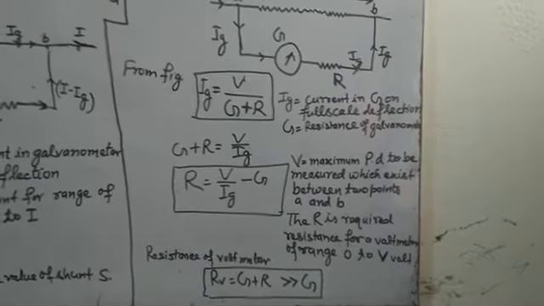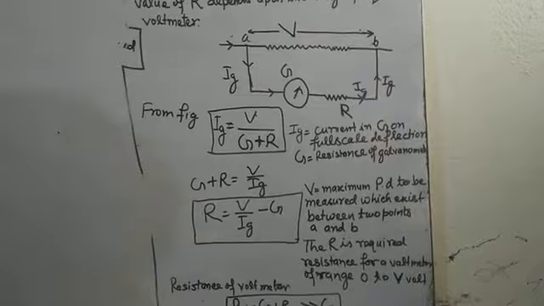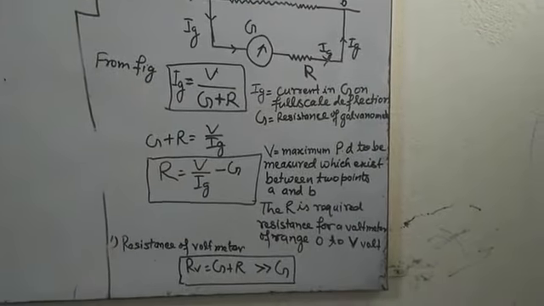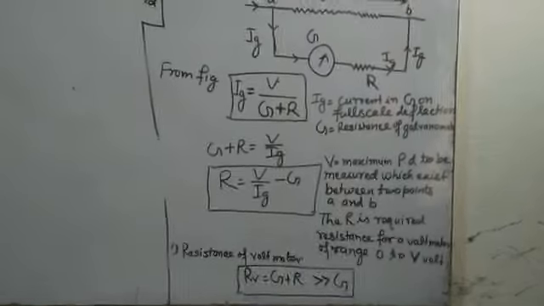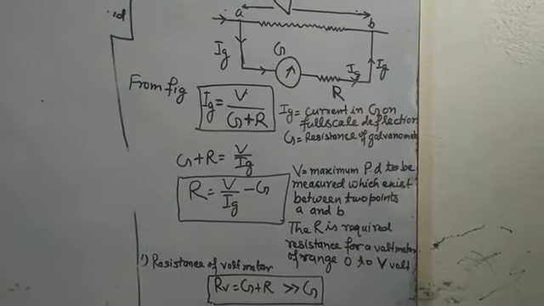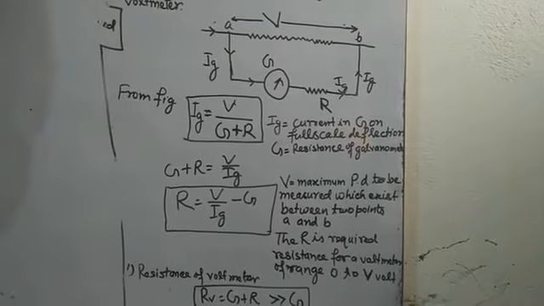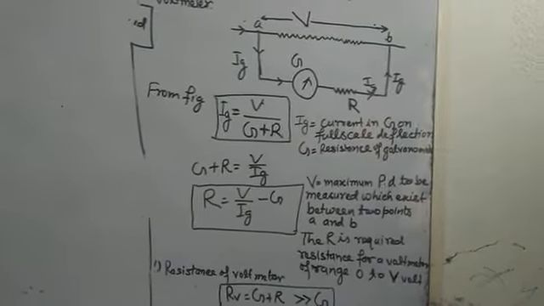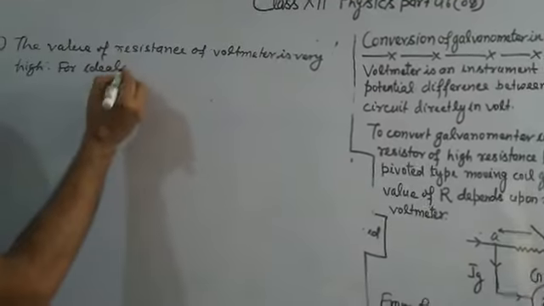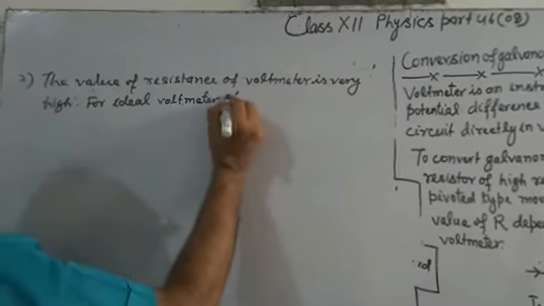Now the second point: the resistance of a voltmeter is very high. For an ideal voltmeter, it is infinity.